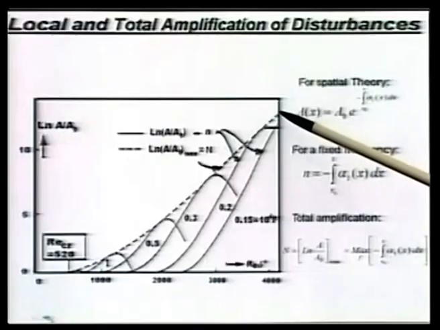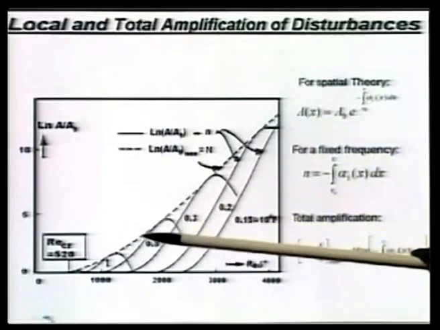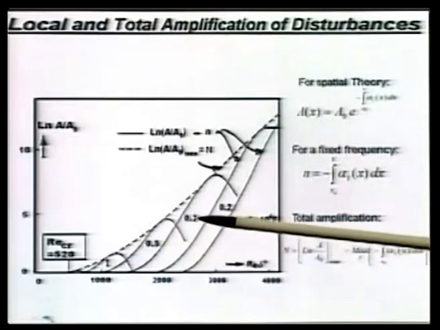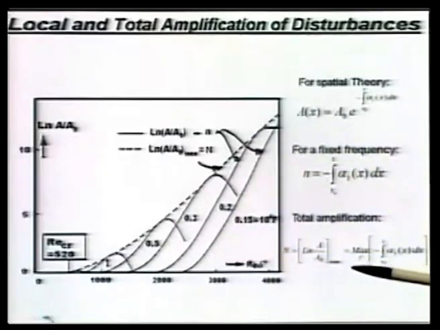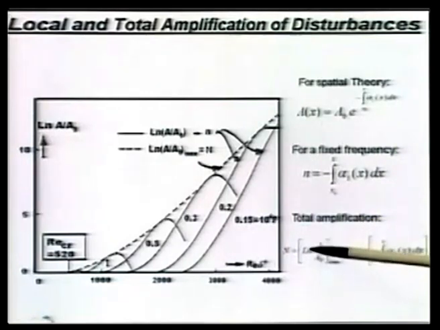If we draw an envelope connecting the maxima of different frequencies, that is what we show here by the dotted line. That is what we call the total amplification. Total amplification is the natural logarithm of A by A0, the maximum value.